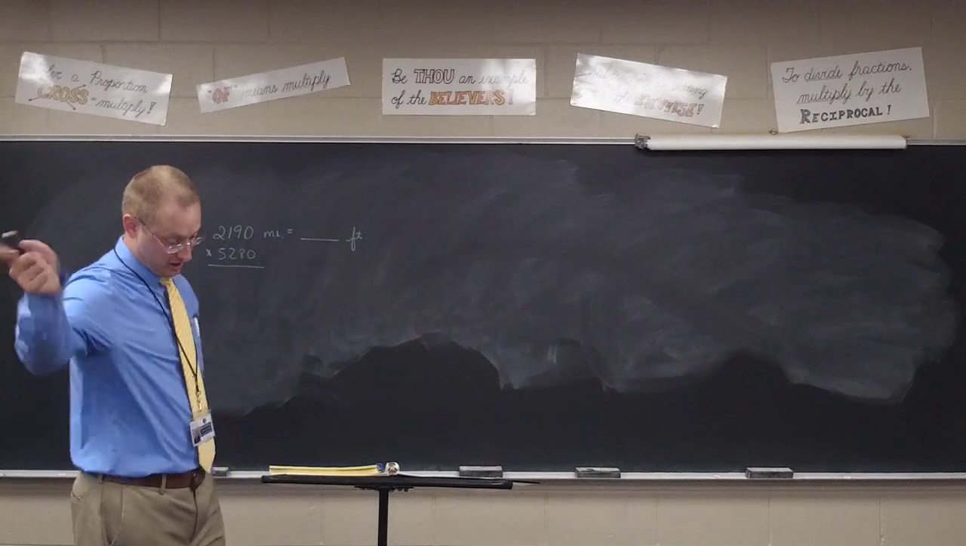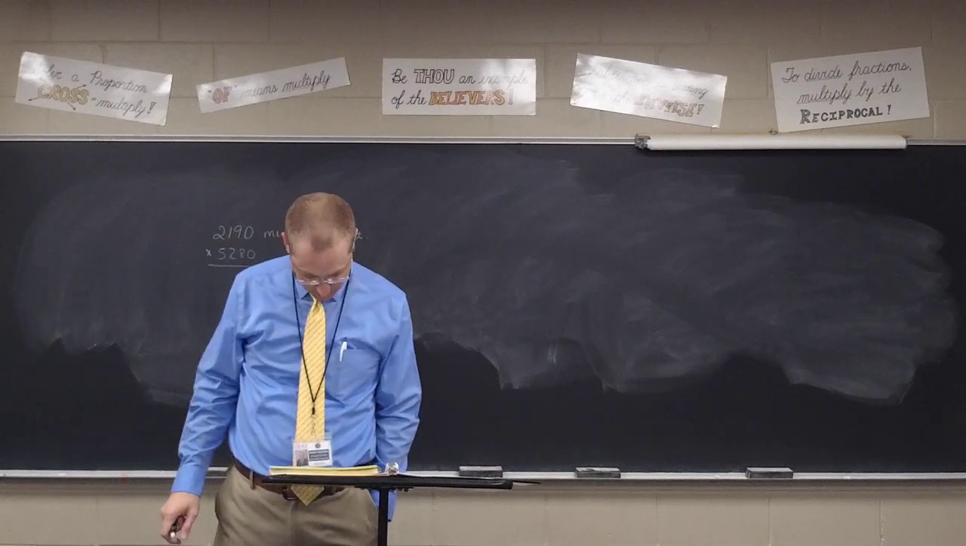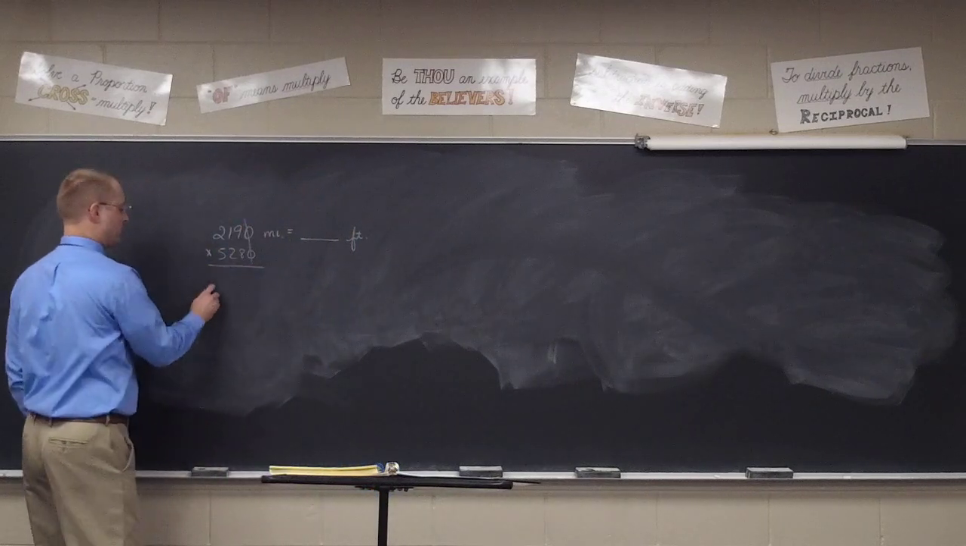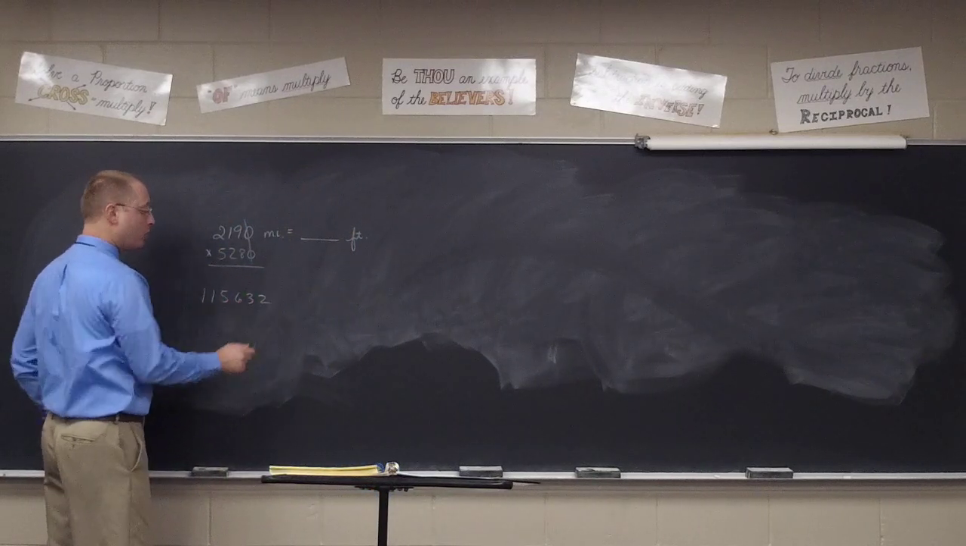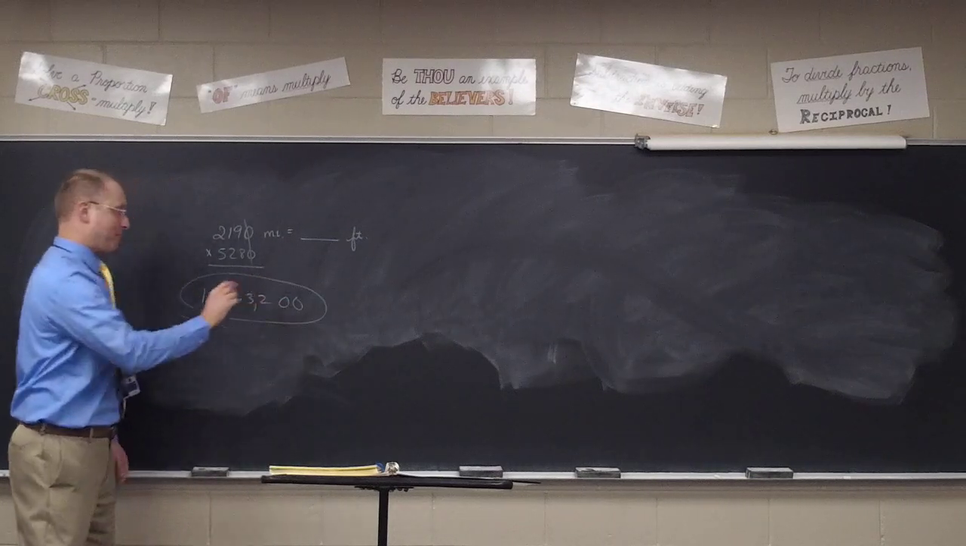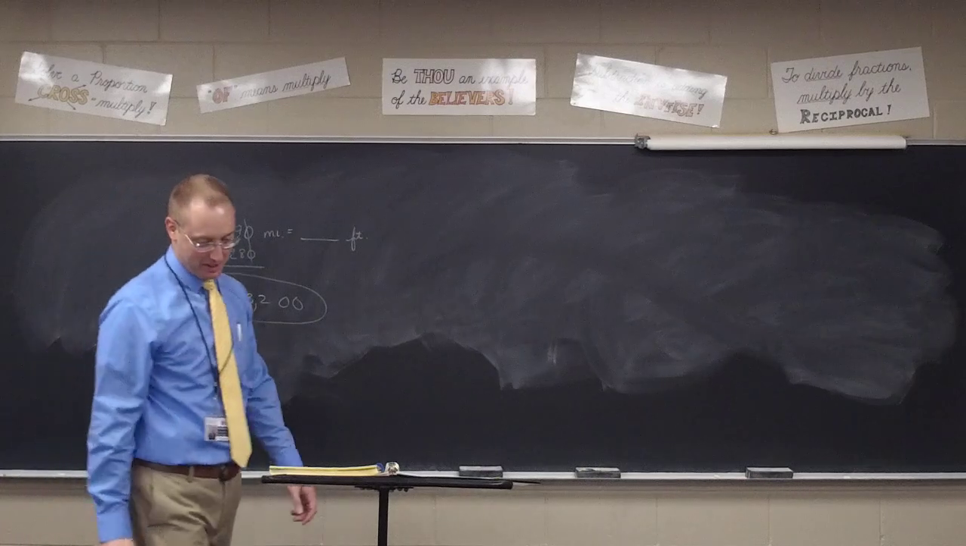Elaine's got it. What did you get, Elaine? 11,563,200. Good. I would hang the 2 zeros. You get the 115,632, and then stick your 2 zeros back on, and you do get that many feet. And that's a great big number.